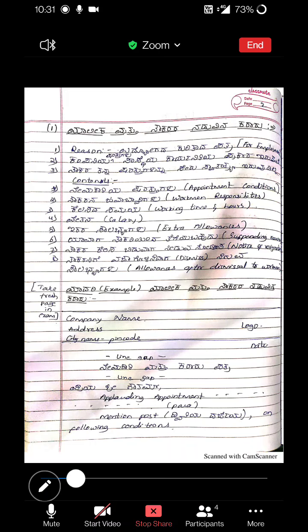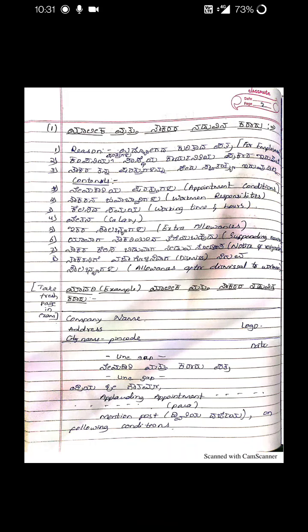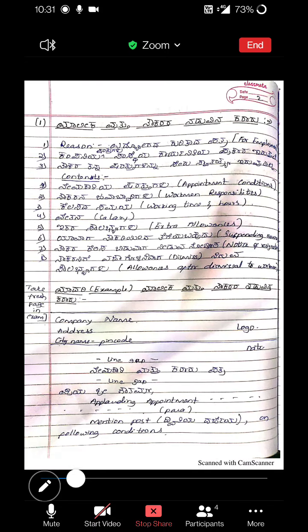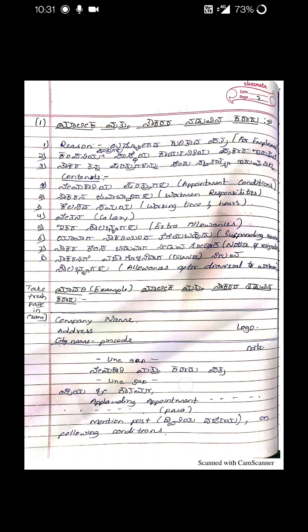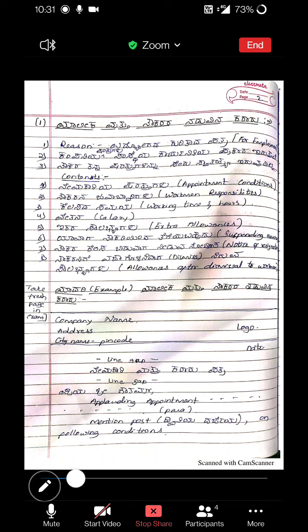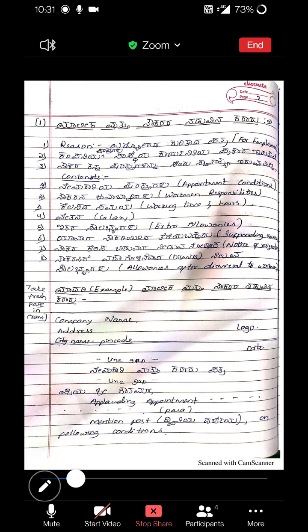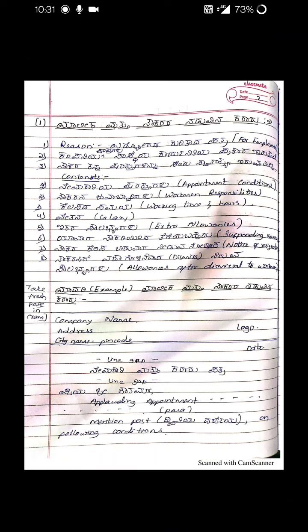So the sample example of the employer and employee agreement letter is given in the textbook itself. So this is how you have to write this letter. First you have to draw a box. Write the company name, address, city name with pin code, and on the right side draw the logo of the company. Then below, write the date, then a line gap. Then this is the heading of the letter, ನೇಮಕಾತಿ ಮತ್ತು ಕರಾರು ಪತ್ರ. Then a line gap, then the employee's name.